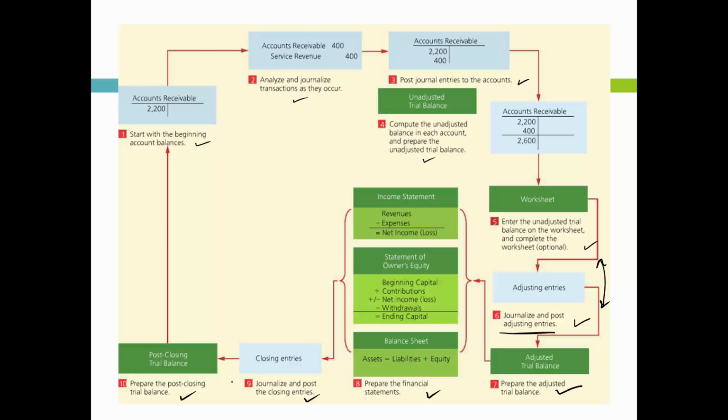So this is just a screenshot of a page in your book, but you can see how the whole thing flows together. This is what we did in chapter 2, this is what we did in chapter 3, and this is what we did now in chapter 4. So you can see how they all fit together.